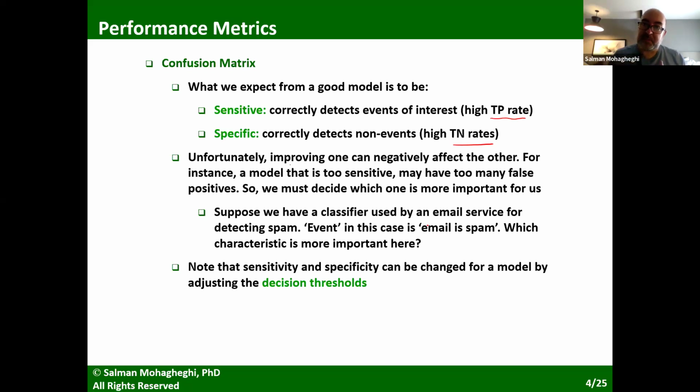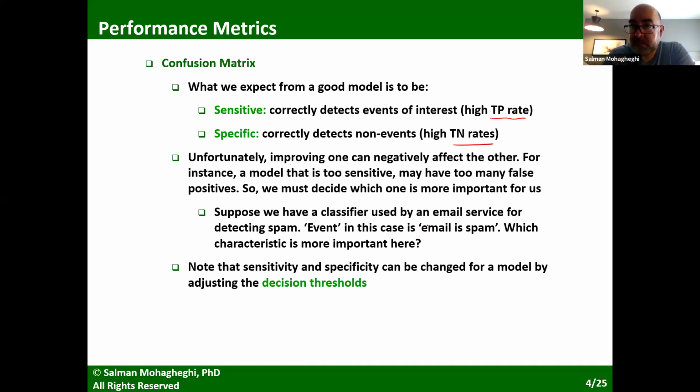So when you change that threshold, you can improve one, but typically you worsen the other one, which means in a lot of situations, you have to determine what is more important to you. Sometimes detecting what is more important is kind of easy. For instance, that example of spam detector, spam classifier. What is more important?